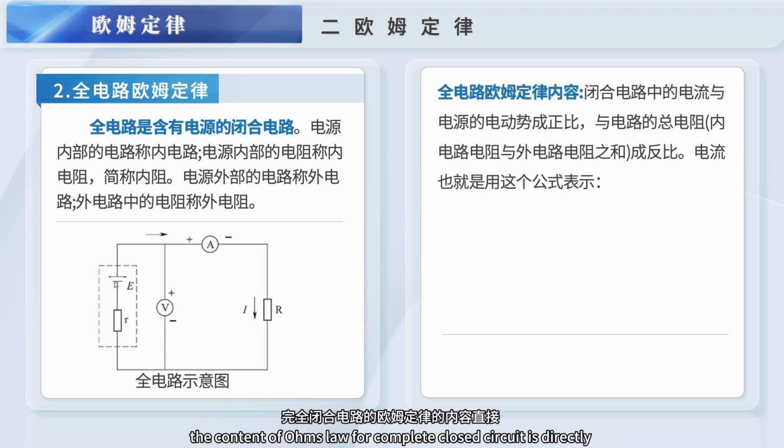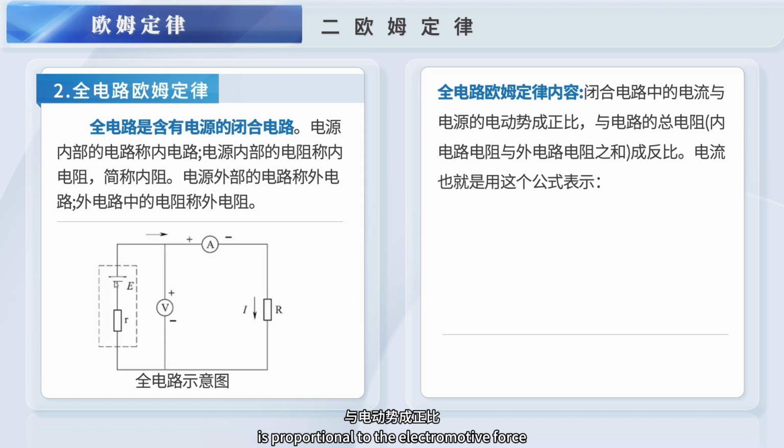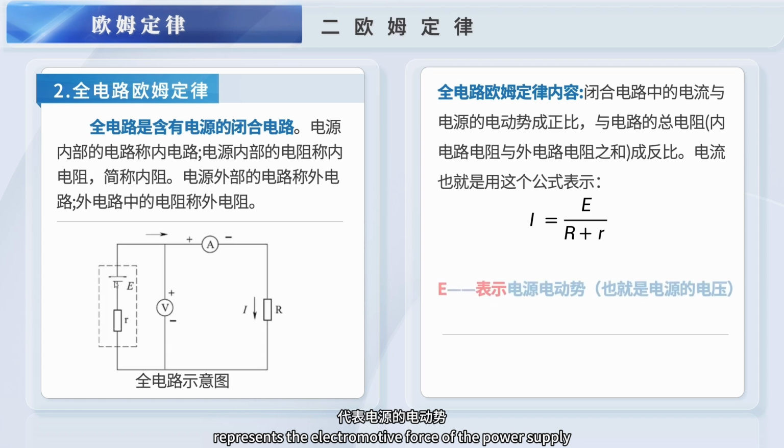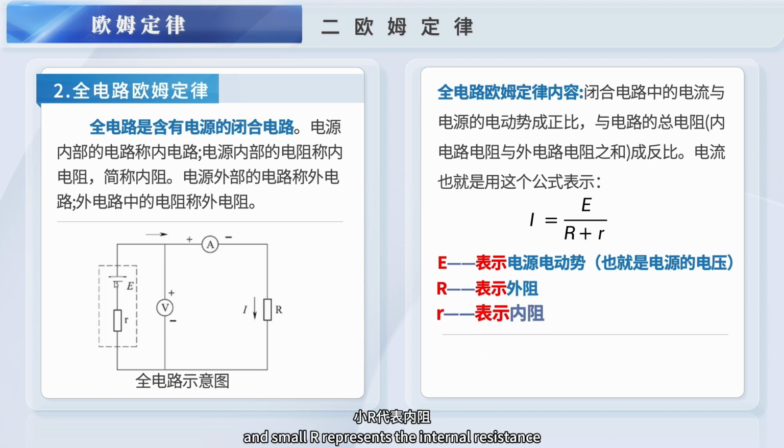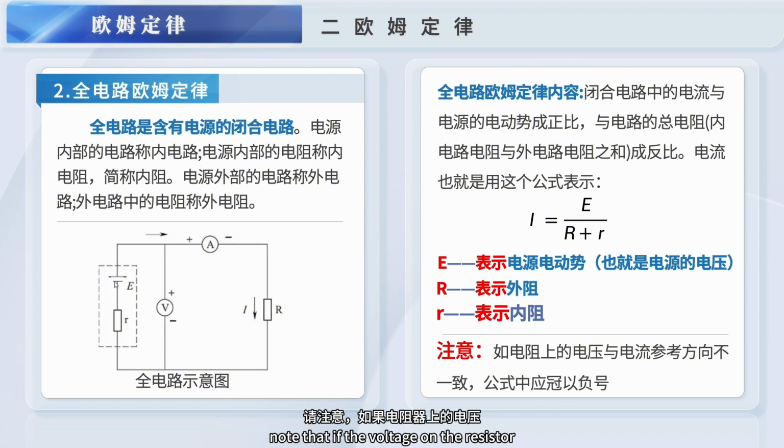The content of Ohm's law for a complete closed circuit is that the current in the closed circuit is proportional to the electromotive force, and inversely proportional to the total resistance of the circuit, namely the sum of the internal and external resistances, expressed by this formula: I equals E divided by the sum of big R and small r. E represents the electromotive force of the power supply, which is the voltage of the power supply. Big R represents external resistance, and small r represents the internal resistance. Note that if the voltage on the resistor is inconsistent with the reference direction of the current, a negative sign should be added to the formula.